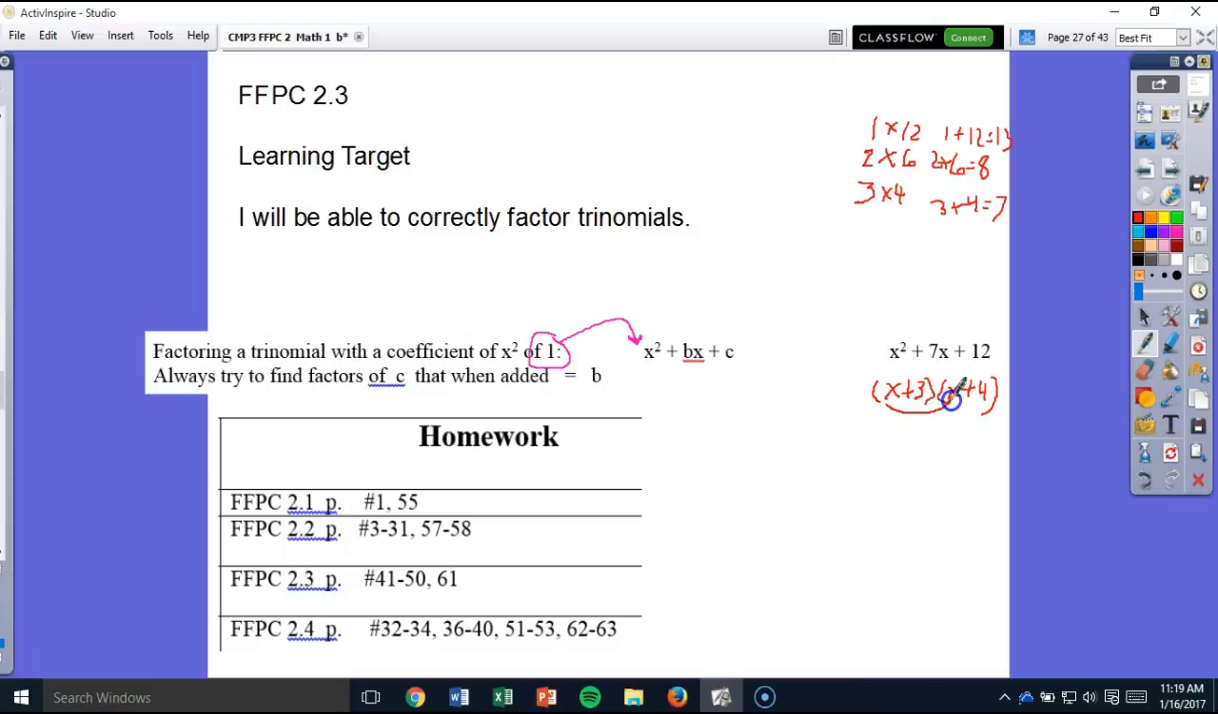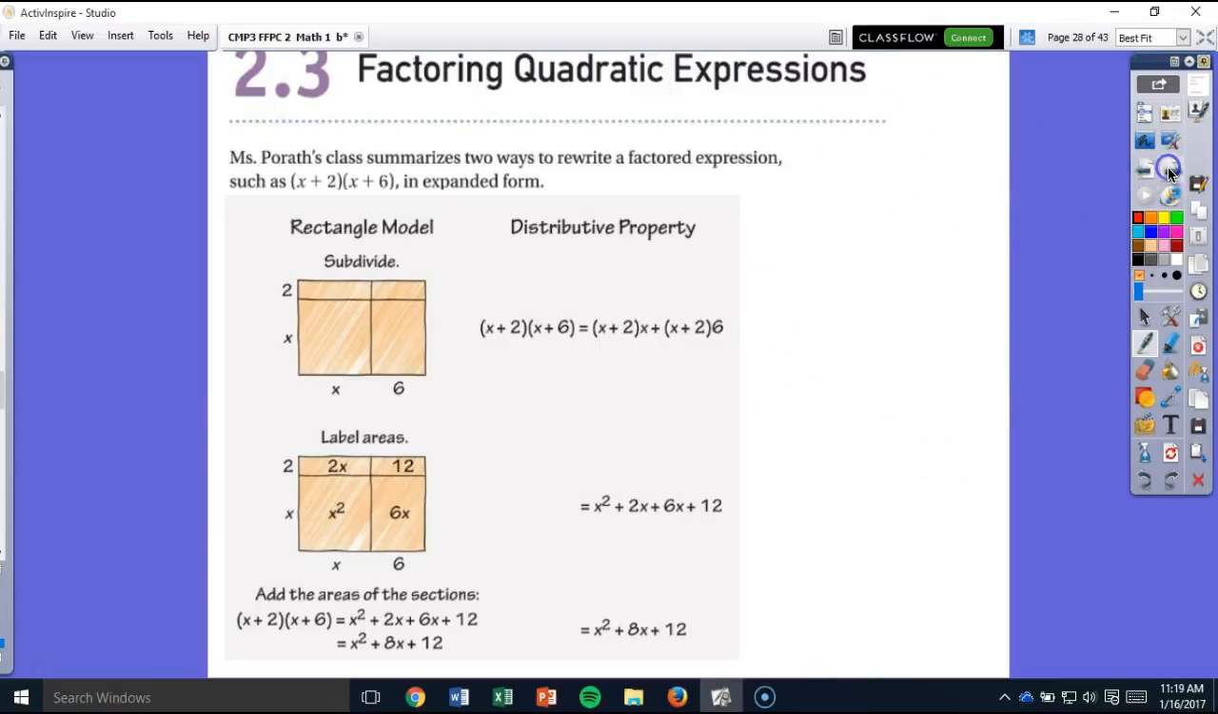If you don't believe me, x times x, x squared, okay, that's our first. Our outer is 4x, okay, our inner here is 3x, oops, need my plus sign in here, and our last is 3 times 4, or 12, okay? And when we combine like terms, we get x squared. You add the 4x plus the 3x, then you get 7x plus 12. Hopefully that kind of gives you an idea of how to go about trying to find factors that when added together will give you your middle term.